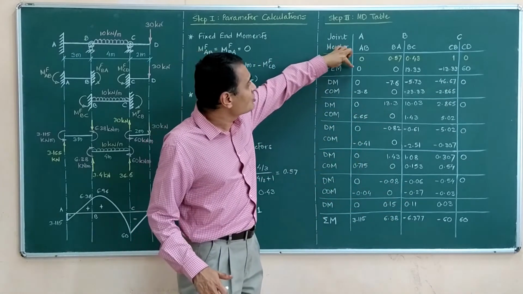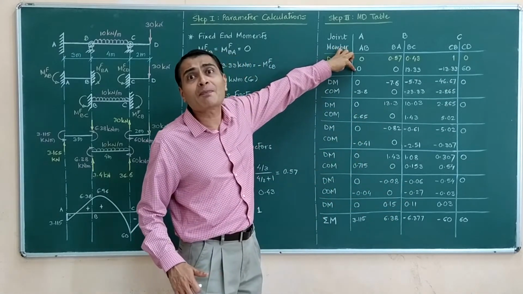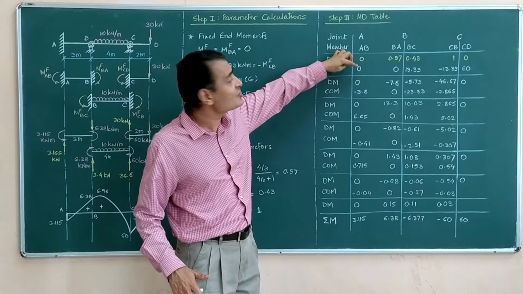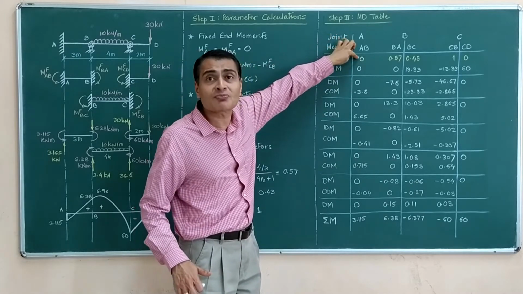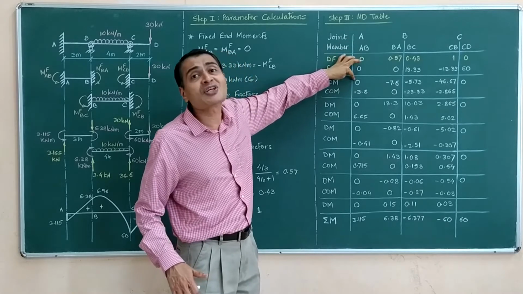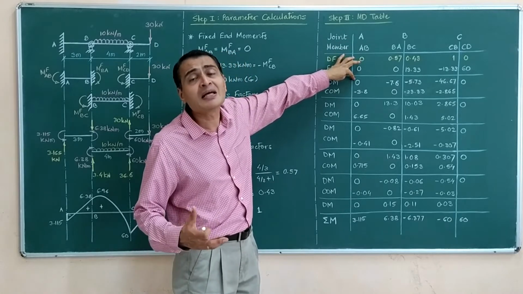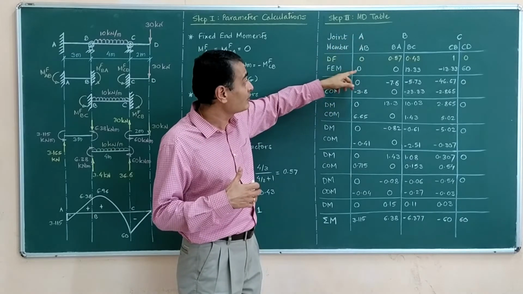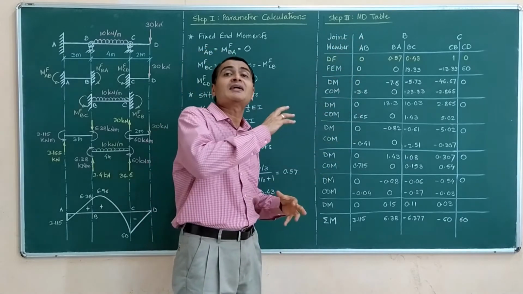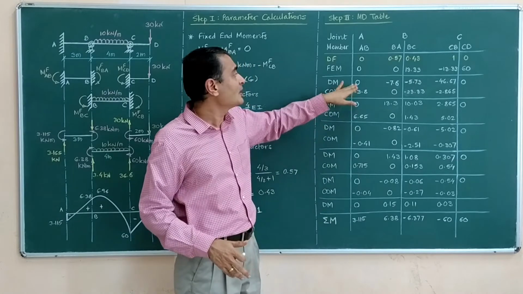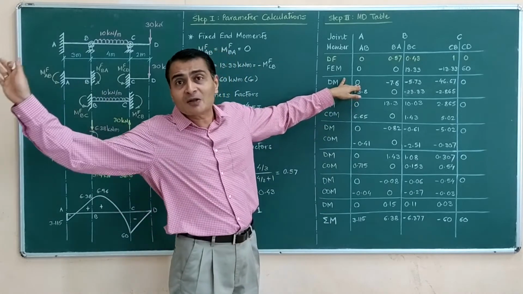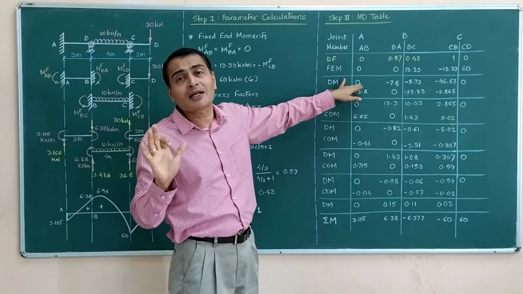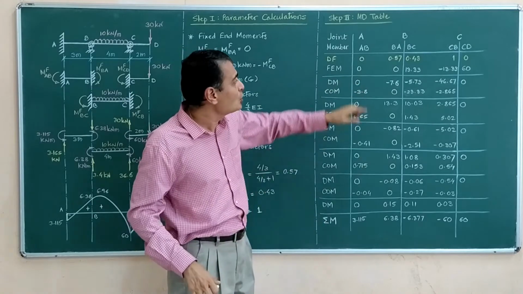Similarly, this is 0. There is no question of applying any moment or trying to balance any moment, and anyway distribution factor is 0. So I just repeat 0 here. Even if some value were here, that is fixed in moment, if I try to apply any moment, it is going to be absorbed completely by the wall. We are not getting any moment in member AB, so I am writing 0 here.